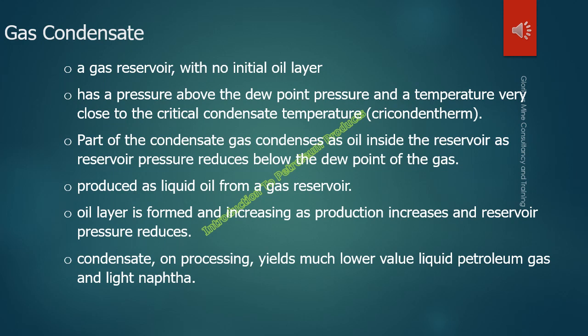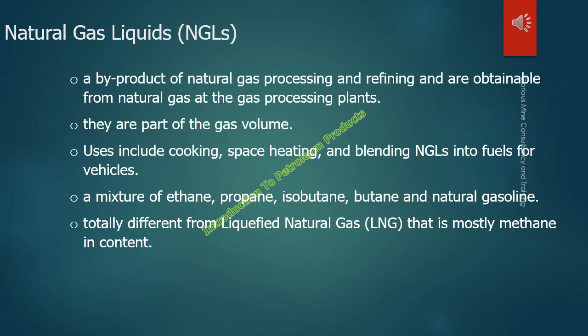For the condensate reservoir, an oil layer is formed and increases as production increases. The condensate, on processing, yields much lower value liquid petroleum gas and light naphtha. The fourth type of gas is a processed gas, called natural gas liquids or NGL for short. This is a byproduct of natural gas processing and refining and is obtainable from natural gas at the gas processing plants. Essentially, they are part of the produced gas volume.